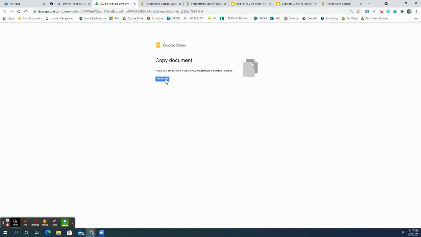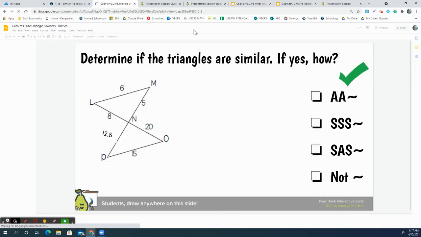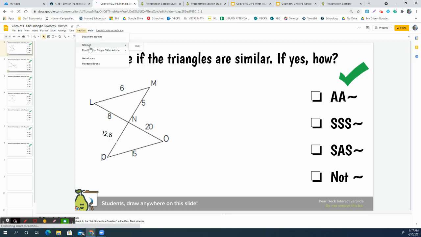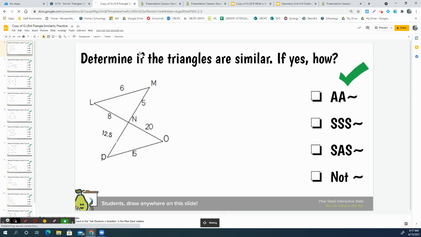That link's not going to work. Let me open a new link for you. That must be the one from last term.